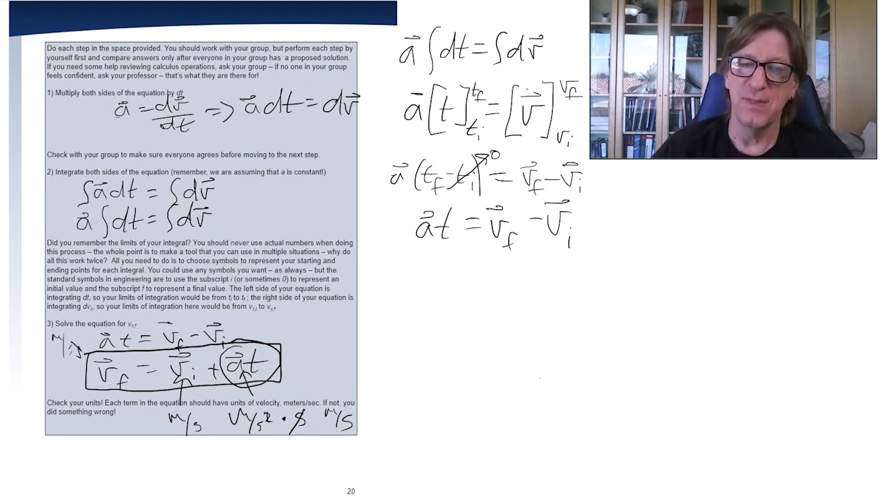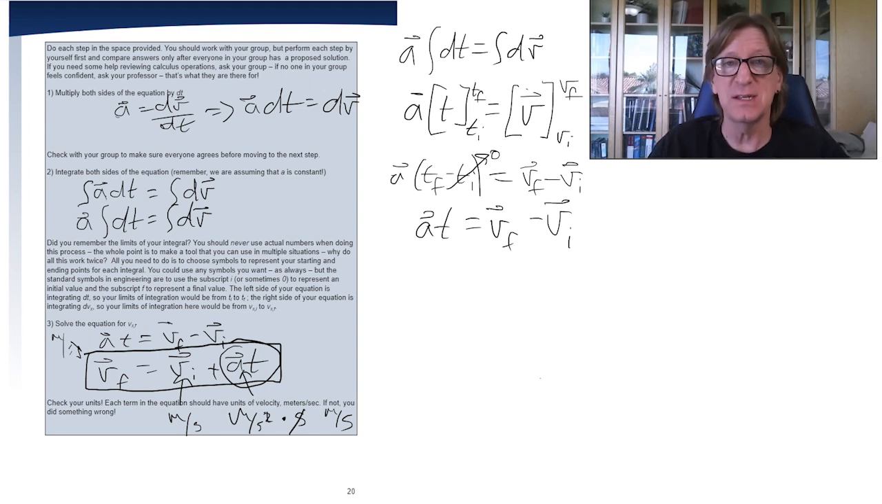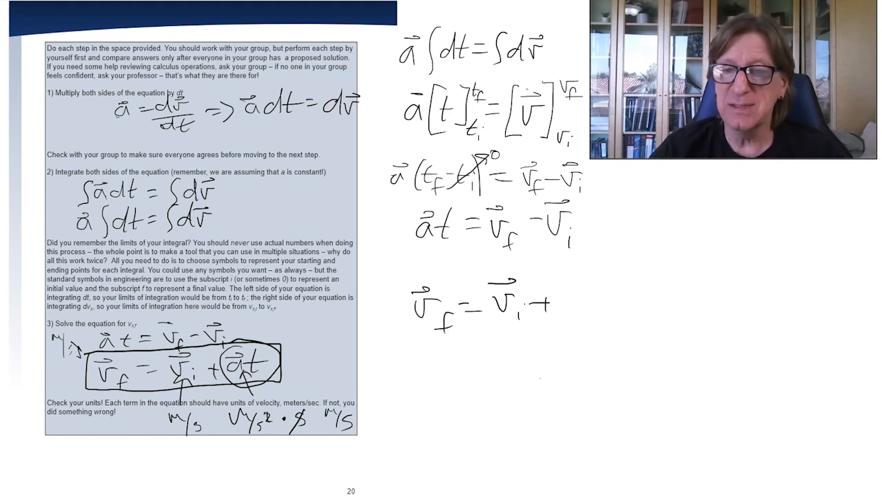Think about that. That term is not just at. It physically represents a velocity. And if we try to interpret this equation physically, then what I'm saying in words is the final velocity is equal to whatever velocity I had to start with. That makes sense, right? Plus whatever velocity I got as a result of my acceleration.